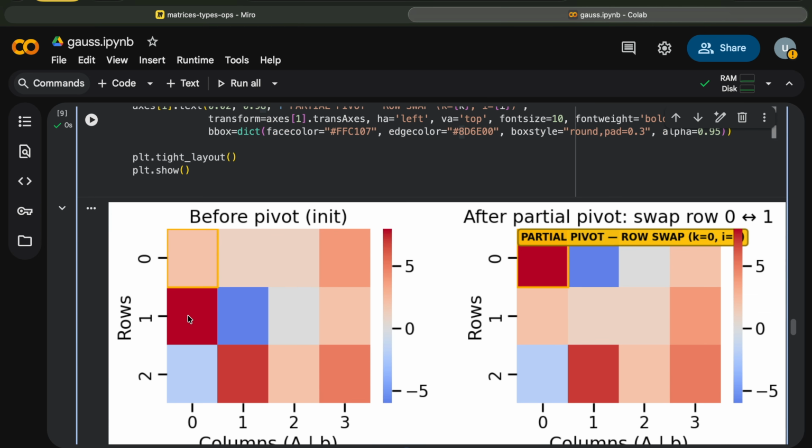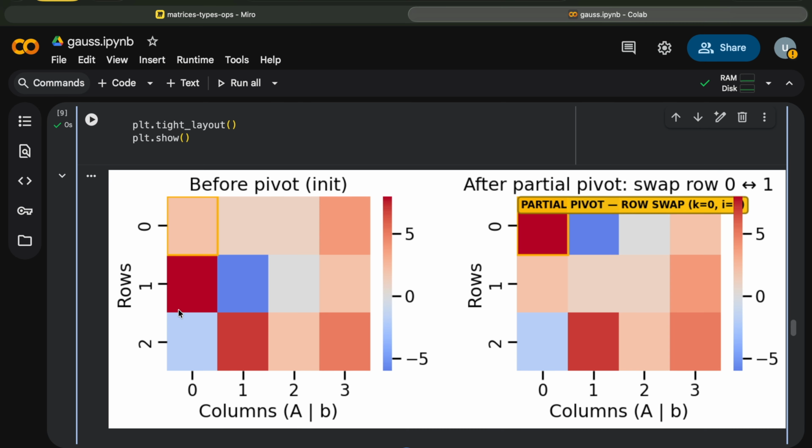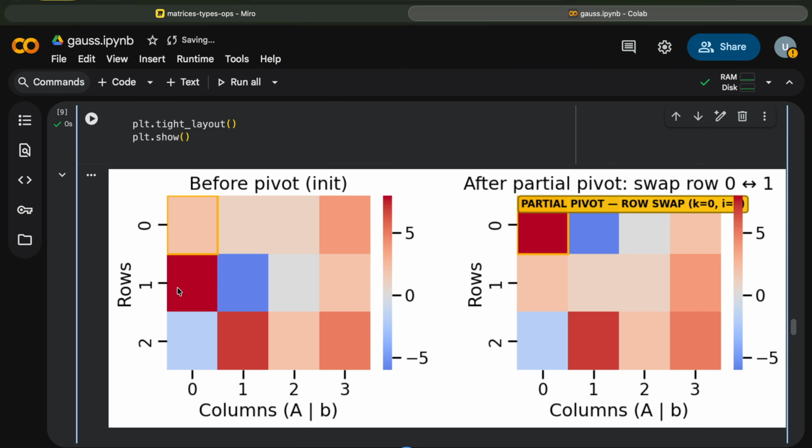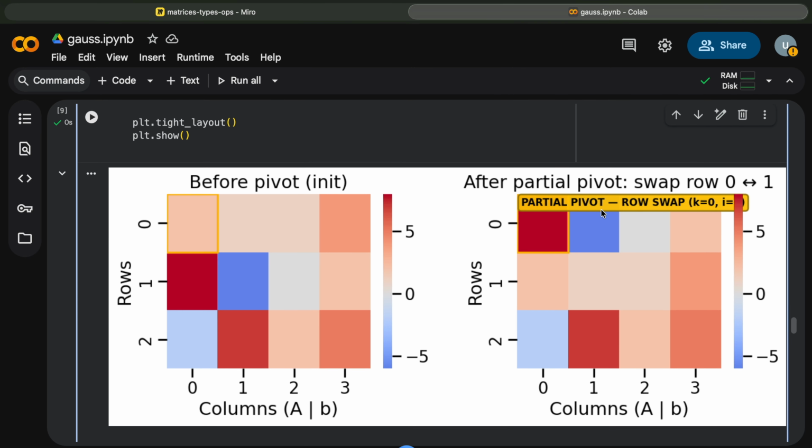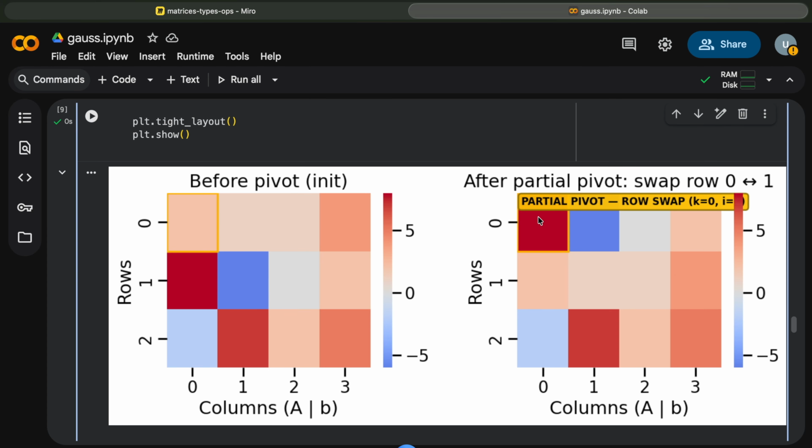Observe here, let's read the figure very clearly. The different colors represent different numbers here, and here it is very dark red, which represents a very high value, right? And it gets swapped on using the partial pivot. You can see the partial pivot is happening, with k equal to 0, i equal to 0, being placed from here to here. After partial pivot, this matrix becomes this matrix here.